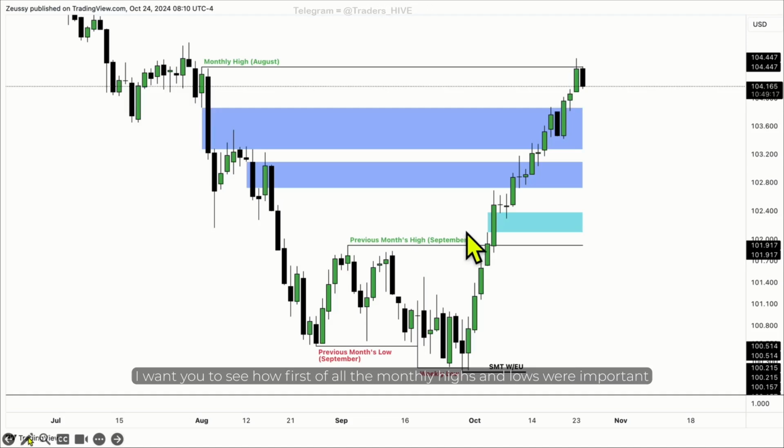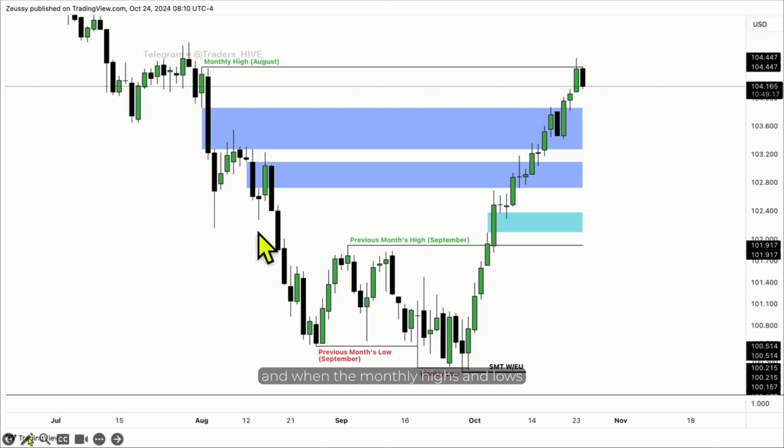I want you to see how, first of all, the monthly highs and lows were important, and when the monthly highs and lows do not provide an immediate reaction to those levels, we zoom into smaller time cycles, such as this weekly low right here. Wait for the weekly low to get taken out, wait for SMT to take place, boom. That's your confirmation that we're likely going to expand higher soon.